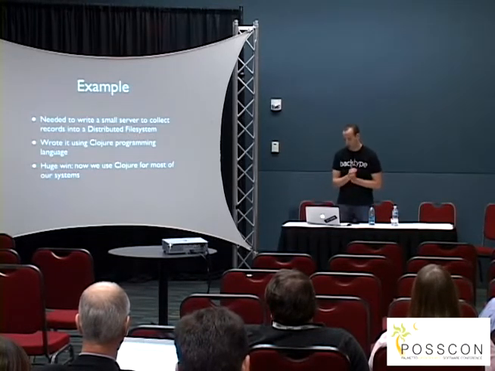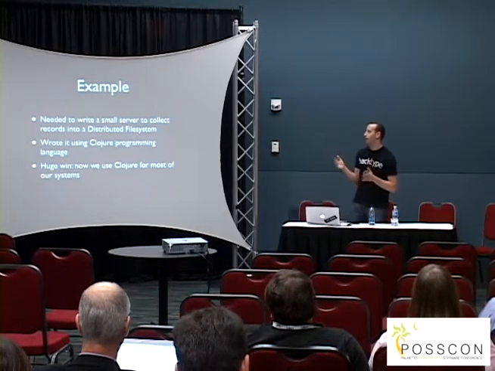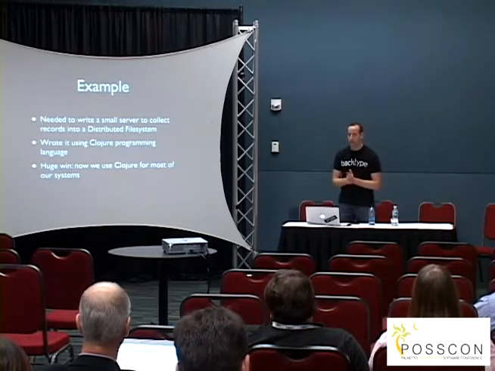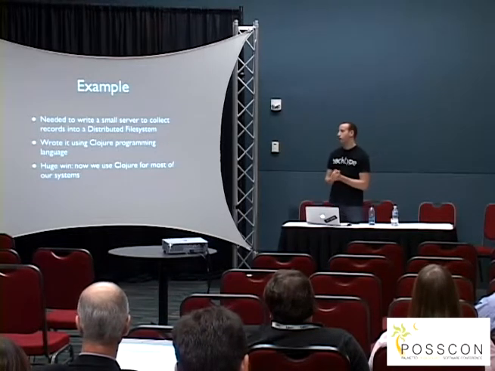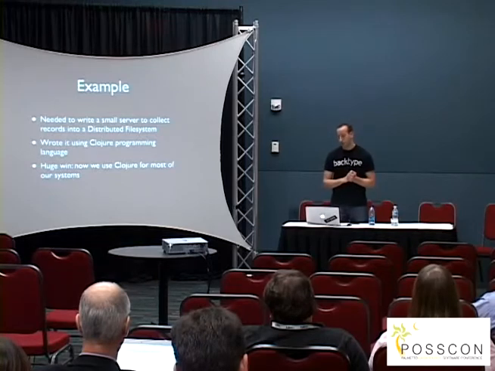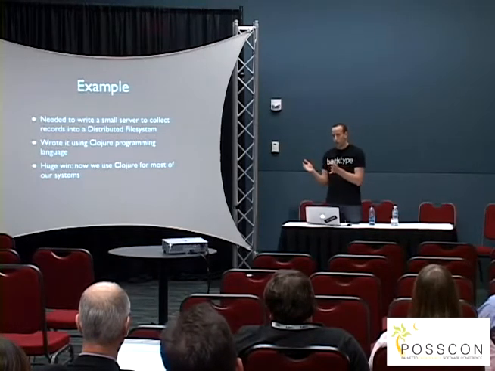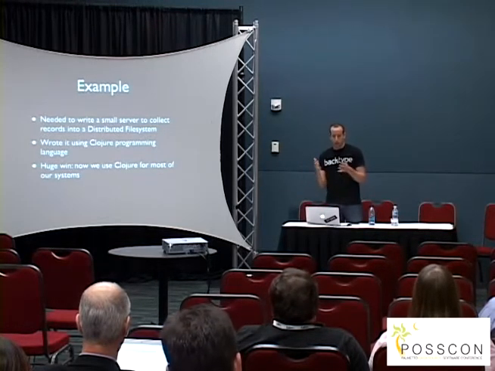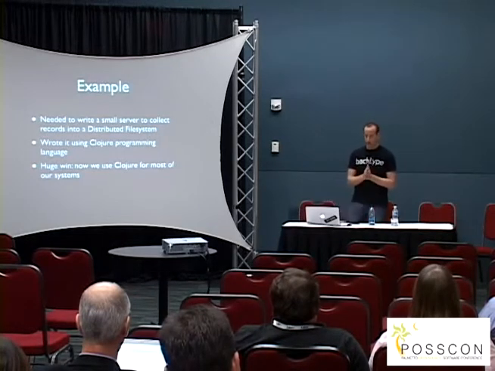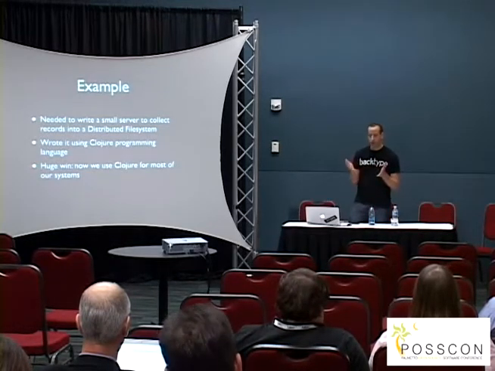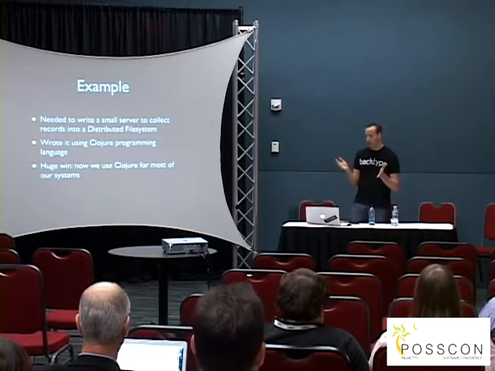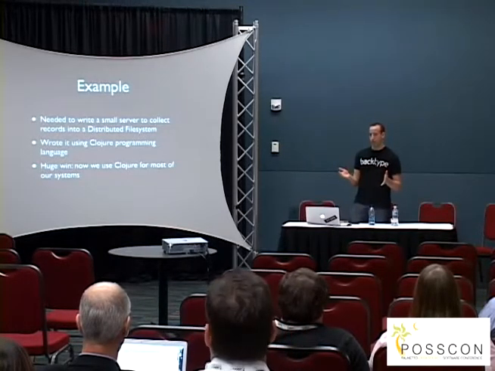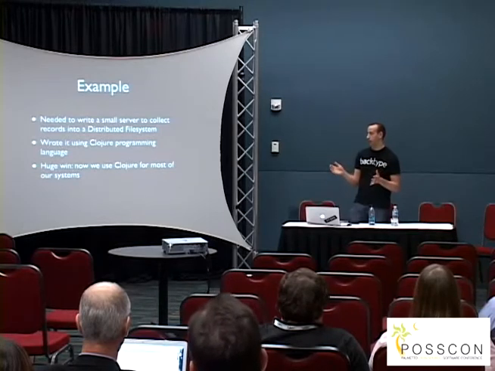A little bit more than a year ago, I needed to write a small server that would collect records into a distributed file system. Pretty small project. I didn't anticipate it being more than 500 lines of code. And I could have written it in Java or Python, just using the stuff I already knew. But there was this programming language called Clojure, which was really interesting to me. Clojure is a dialect of Lisp, for those of you who haven't heard of it. I'd always been interested in Lisp, but I'd never used it before. So I thought, what the hell, this is interesting. The people in the community seem smart. Let me write this in Clojure.